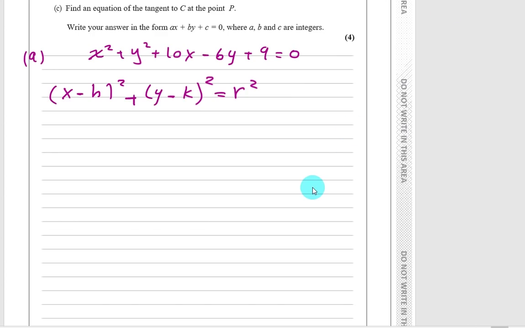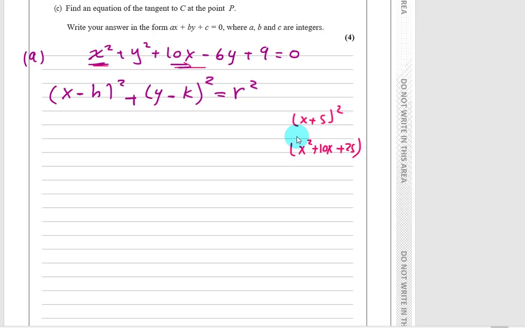So here we have x squared and 10x. So I have here x and 10x. So I can write now (x plus 5) squared, because 10 divided by 2 equals 5. So it will be x squared plus 10x plus 25.